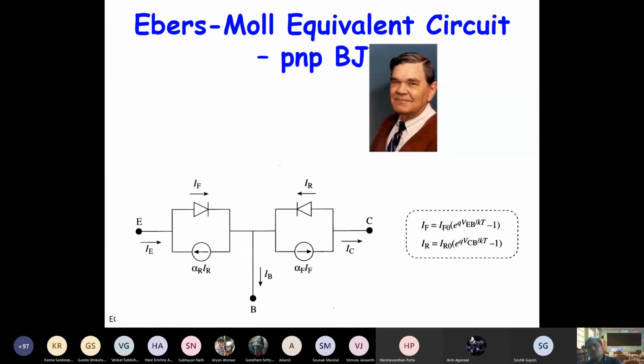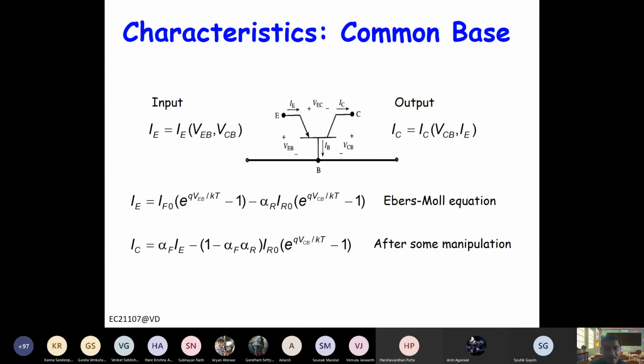So with this small model, you can do all the manipulations to get these different characteristics. For common base, your input will be emitter and output will be collector, so you can directly write those equations. IE is this, IF not exponent. Now we don't want to write this in terms of IF not, IR not, right? We know IE, we know IC, so can we express this IE and IC in terms of each other?